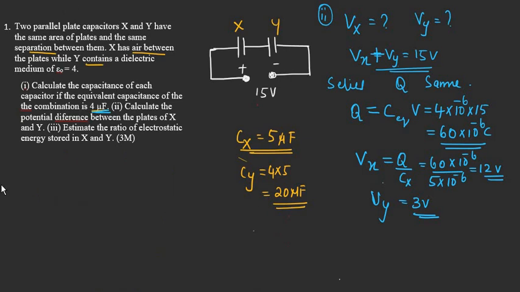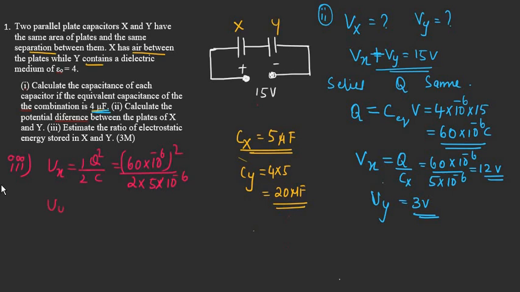Now for the third part of this question, what they are asking? They are asking us to calculate the ratio of electrostatic energy stored in X and Y. So the formula for energy is, for the first capacitor Ux will be half Q square by C. So the charge will be same. That is why we can use this formula. So charge is how much? 60 into 10 to the power minus 6 whole square divided by 2 times Cx. How much is Cx? That is 5 microfarad. So 5 into 10 to the power minus 6.